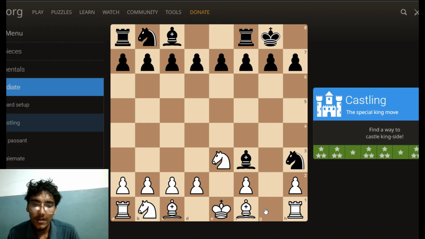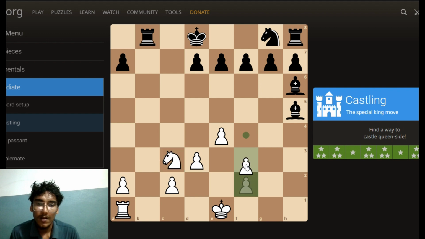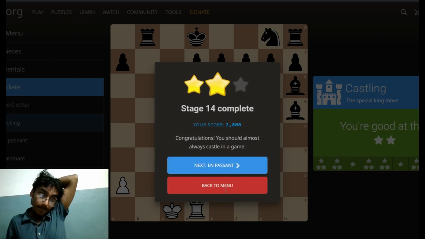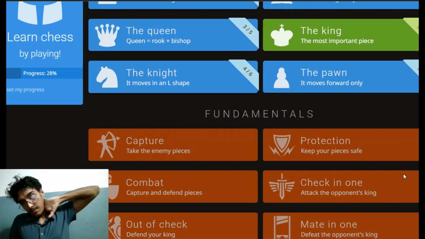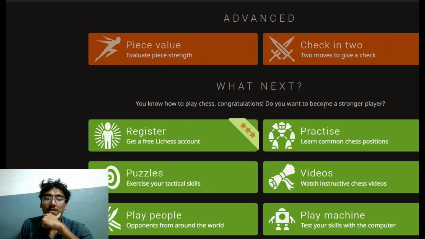For example, we can just castle this way, and here this blocks the check. So first we block the checks and castle. Oh sorry, there is another check, so we just block the check and castle. Okay. Now these are the fundamentals.